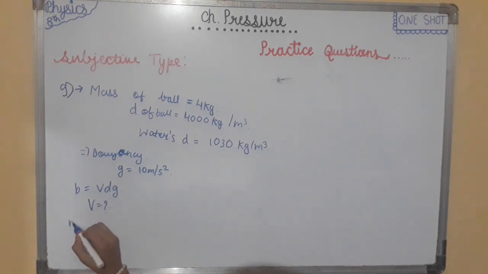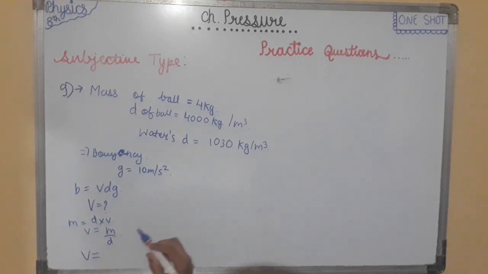First we know the formula, mass is equal to density into volume. Then volume will be equal to mass upon density. So we'll put values. Volume is equal to mass, 4, upon density of ball, 4000. So 1 upon 1000. Therefore volume is equal to 1 by 1000.